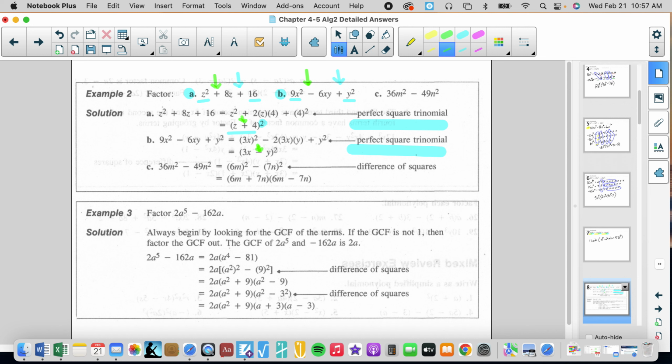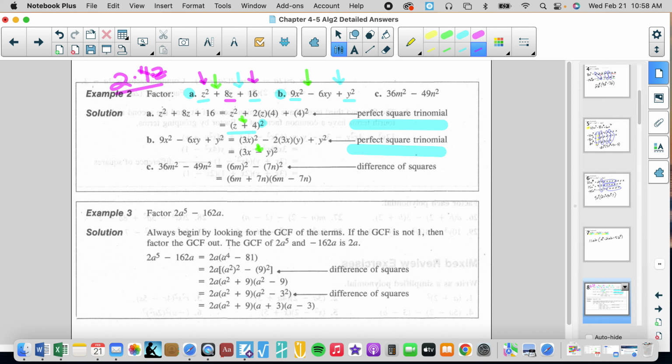And what we are doing, this is the hard part, your middle equals the square root of the first times the square root of the last, doubled. What do you mean by that? Well, let's do that. Square root of the first is z, square root of the last is 4, and then double it. That makes 8z, and so that equals my middle. If that equals your middle, then we would just take the factor of the first and the factor of the last.